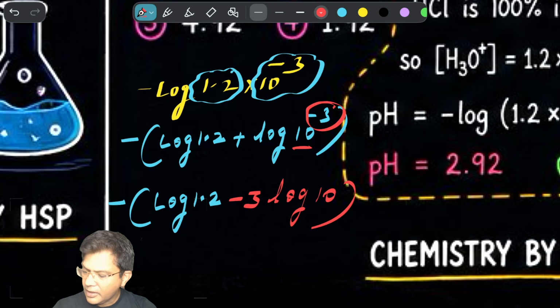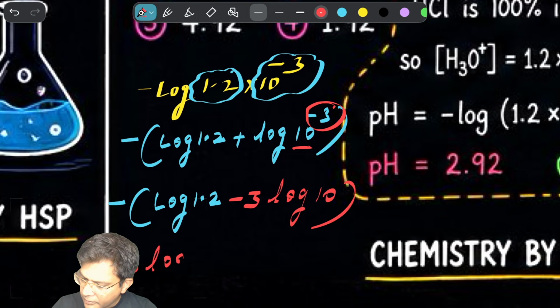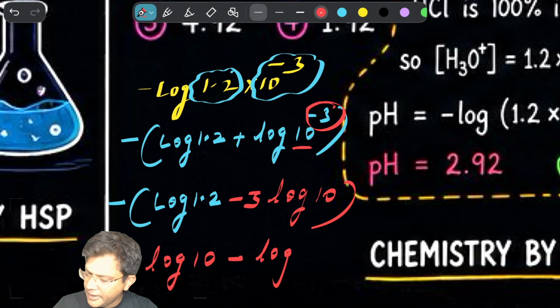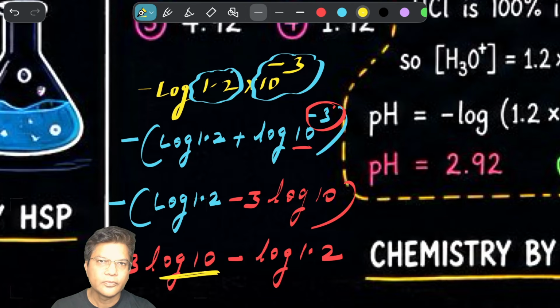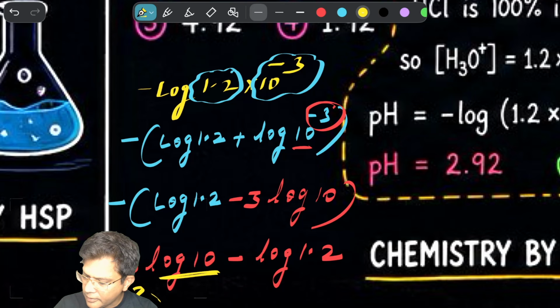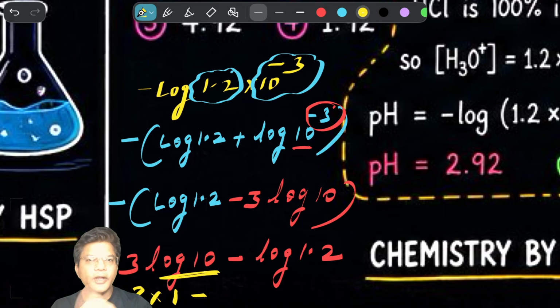Now my dear students, let me bring this minus sign inside. So what will happen? It will become 3 log 10 minus log 1.2. Am I right? Now you can solve very easily: log 1 is 0, and log 10 is how much? Log 10 is 1. So 3 into 1 is 3 minus log 1.2.